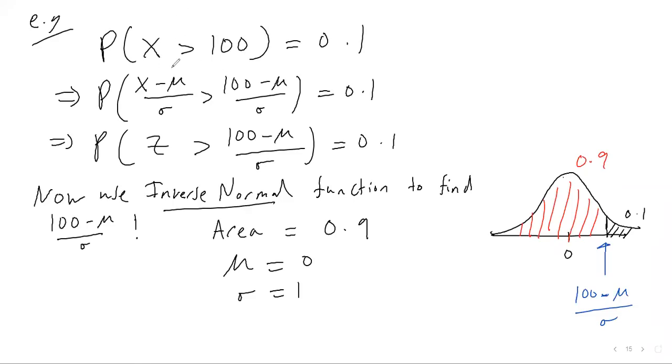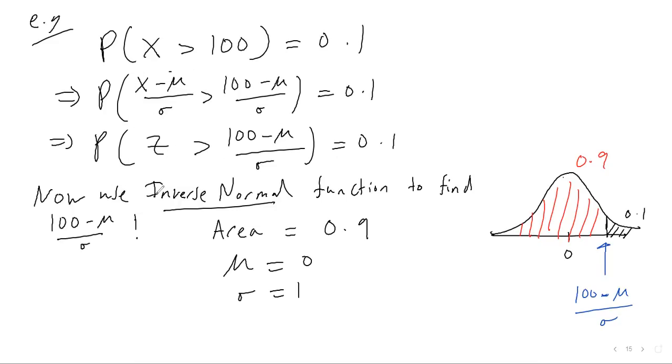Now, I've just done an example here. Let's say you want to calculate the mean and sigma value for this distribution, given that the probability that x is greater than 100 equals 0.1, for example. So that's the same as the probability that (x minus mu) over sigma is greater than (100 minus mu) over sigma. Remember, what we do to one side of an inequality, we must do to the other side. And this thing here is the same as our formula for Z, so I've just swapped Z in there.